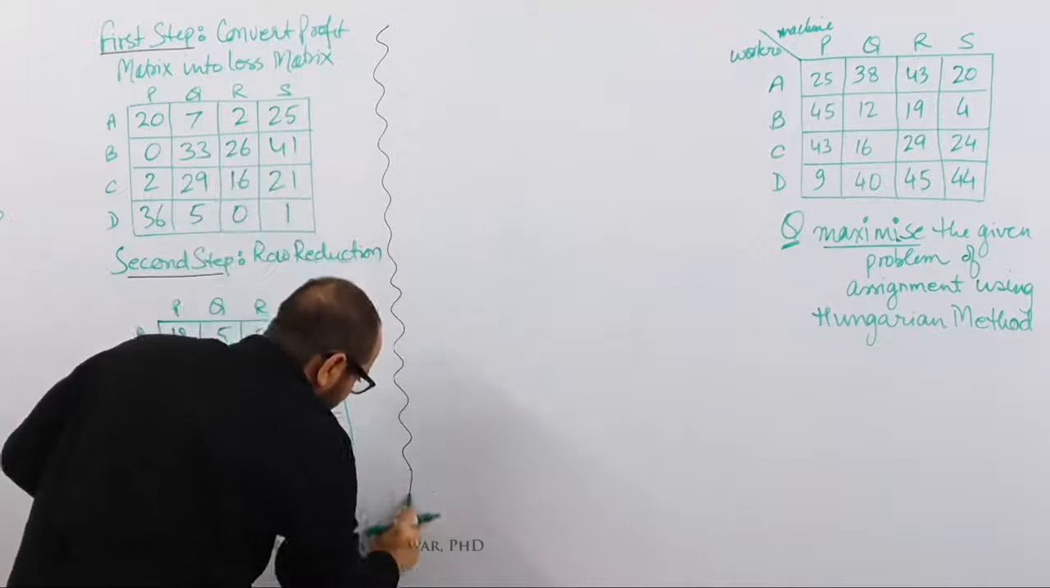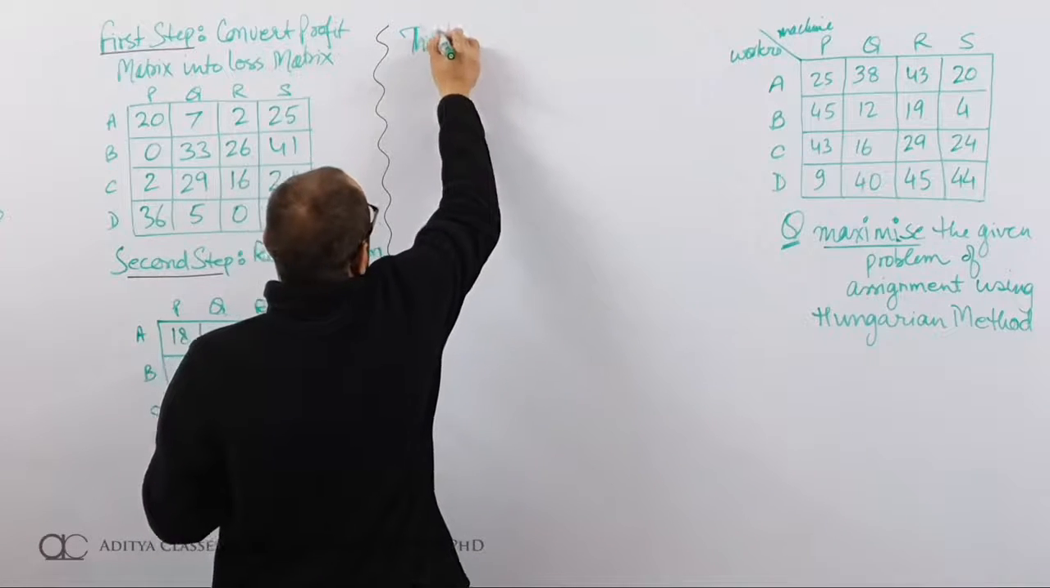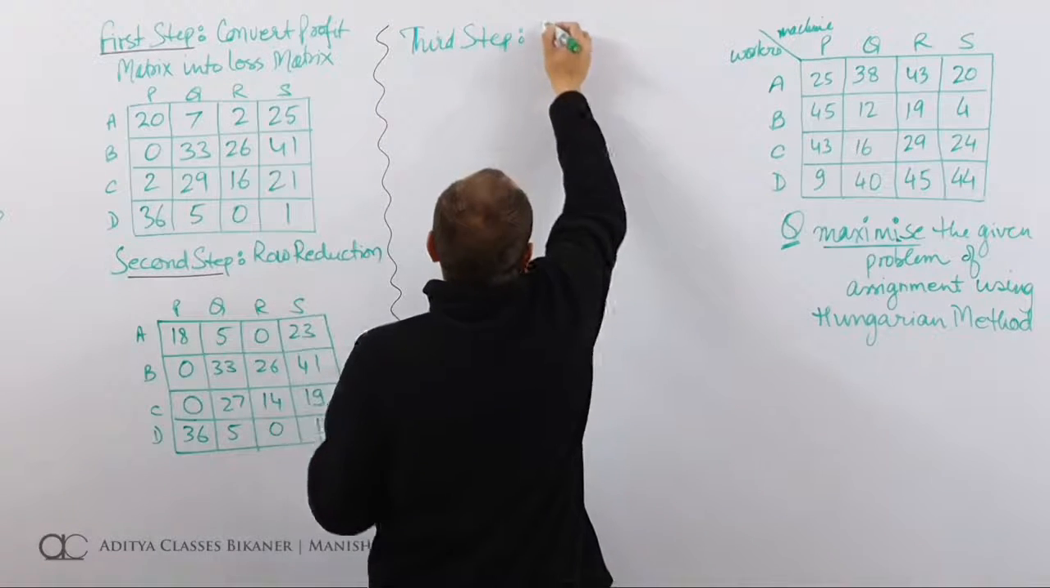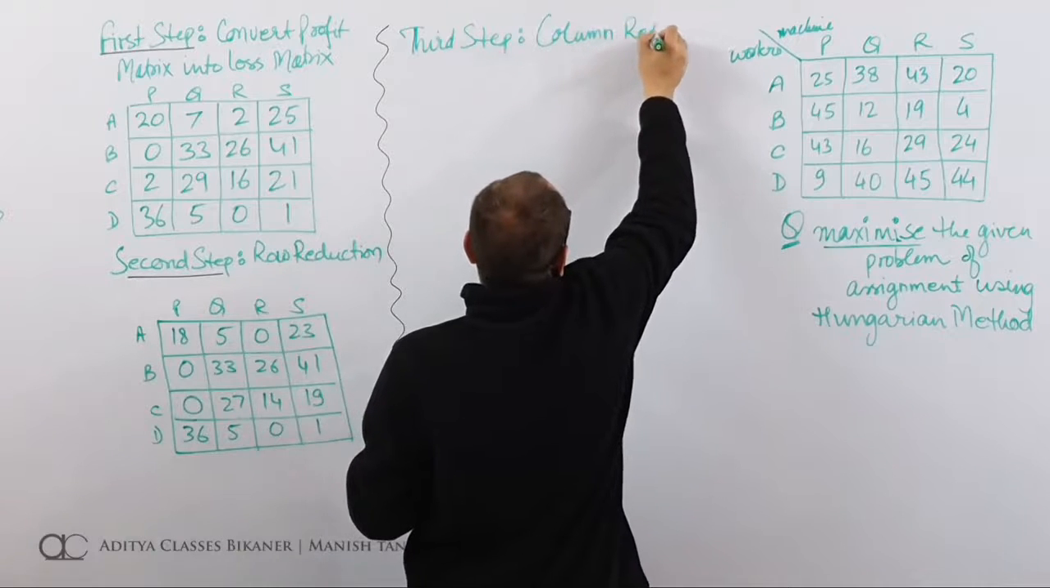Let us go for our third step. Third step, row reduction done, is column reduction.